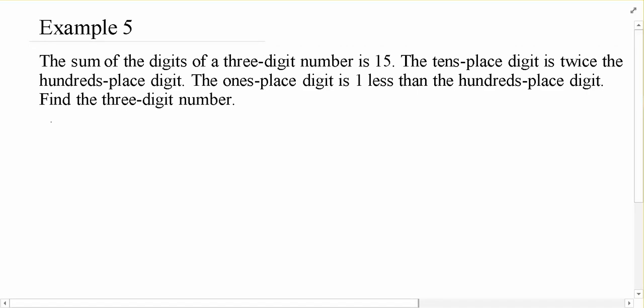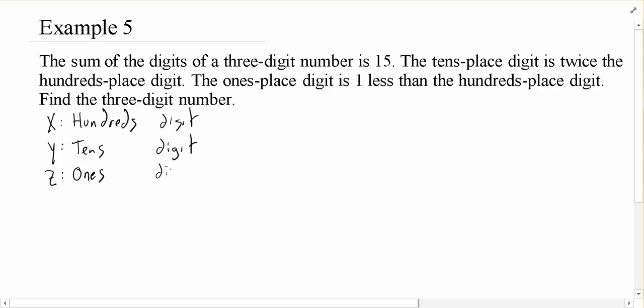So as I'm trying to define my variables of x, y, and z, I'm going to define them as these digits, where x I'm going to define as the hundreds digit, y as the tens digit, and z as my ones digit. Then I'm going to go through each sentence. The first one says the sum of the digits is 15. So that's pretty easy to translate as x plus y plus z equals 15.